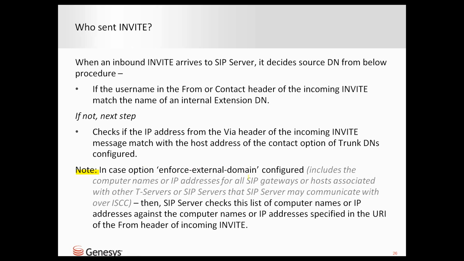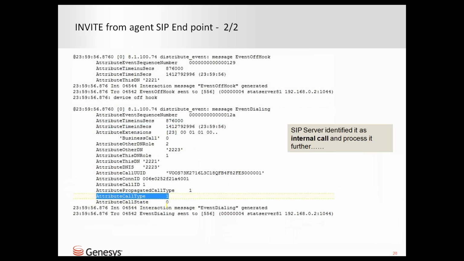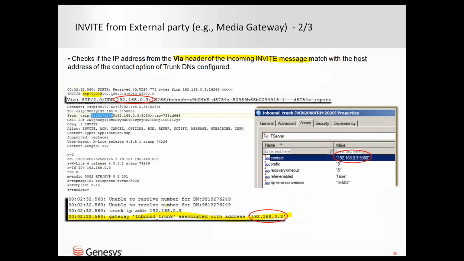Suppose you are configuring on SIP server 1, you will keep the other site SIP server as well as media gateway addresses as external parties, so that there will not be any misunderstanding by the SIP server that it is an internal call. And this is a vital option when you are configuring a business continuity plan. Okay, so that's the reason I mentioned this note at this place. Okay, now move on to the next ones.